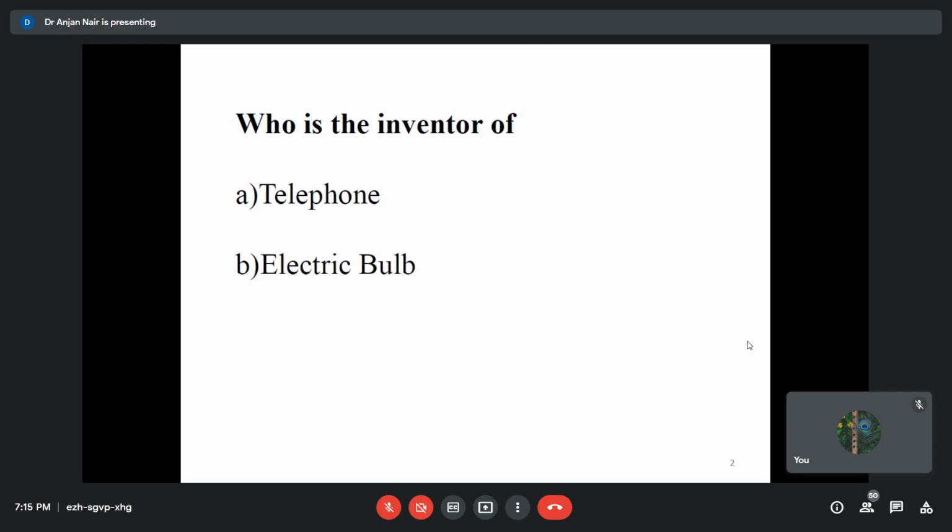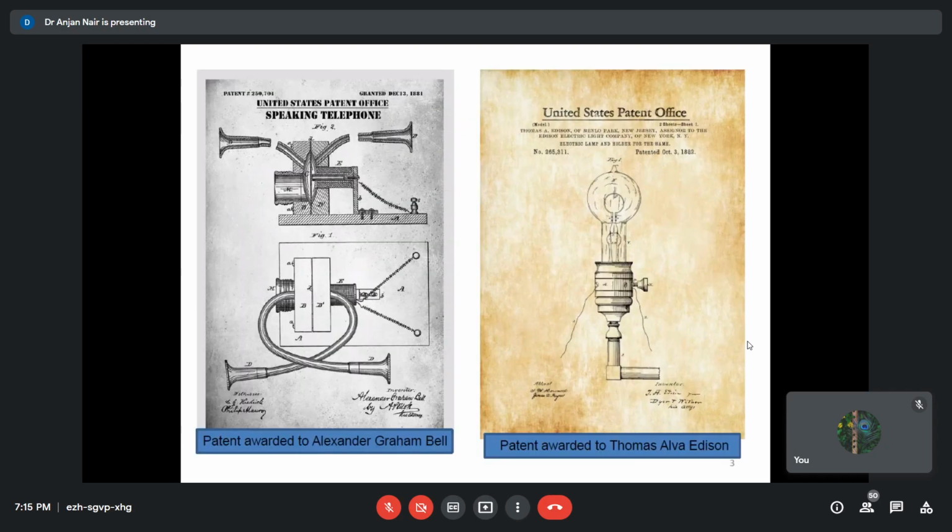For that, we have an IP known as the patent. A patent is basically a techno-legal document which tells us who is the inventor, who has created that. So it's a legal document, and at the same time, it's a technical document as well. You can see here on the screen, the left figure shows the patent application for the telephone. And you can see below the name of Graham Bell, and it was awarded in 1881.